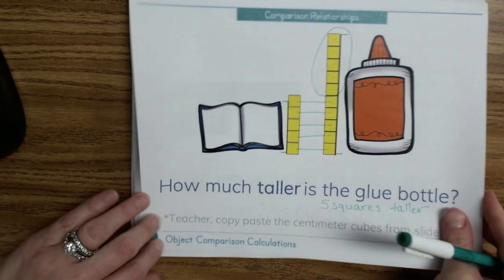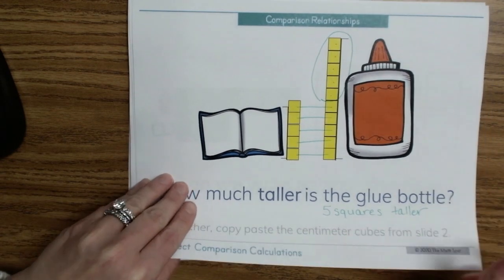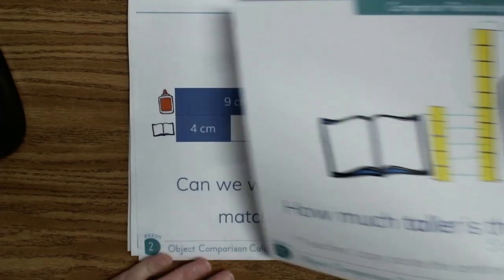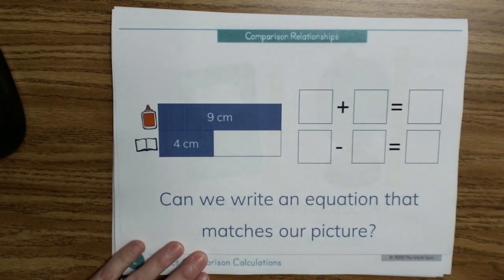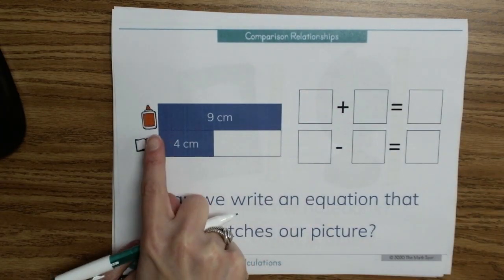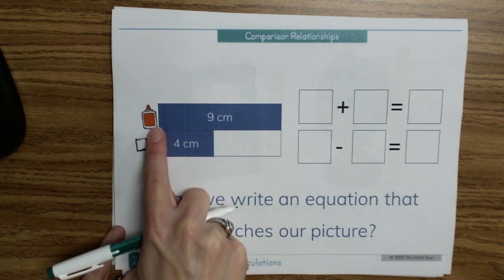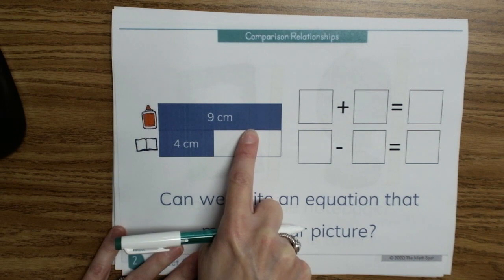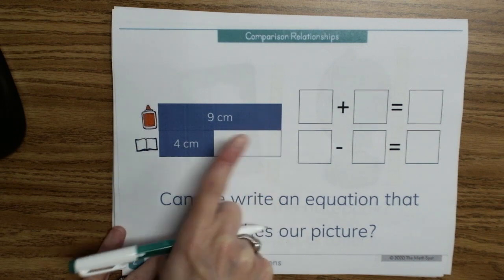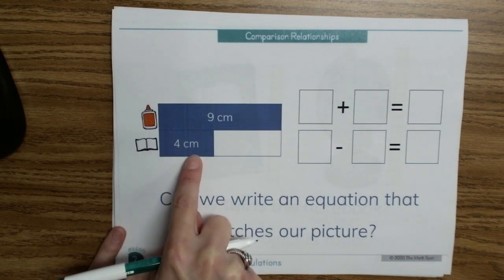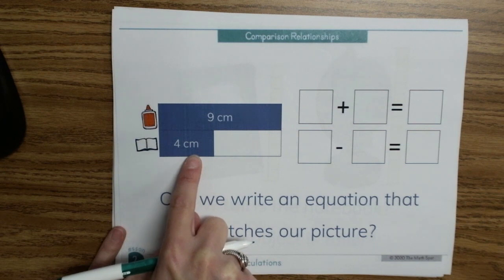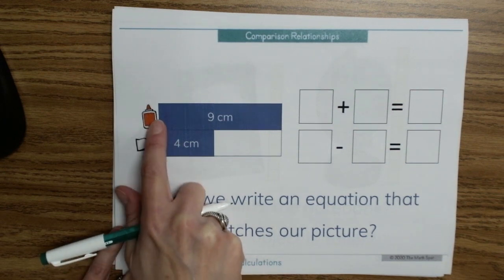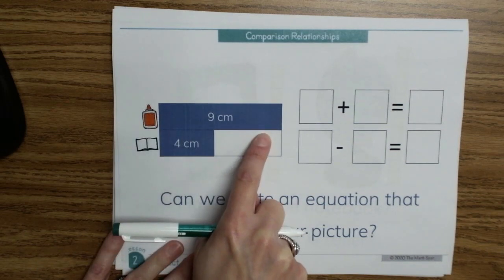Let's look at another one. Let's put that into a number sentence, okay? So here we knew that the glue bottle was 9 centimeters, okay? And the book was 4 centimeters. So we know that who is taller? Your glue bottle is taller. See, because he's 9 and he's only 4.